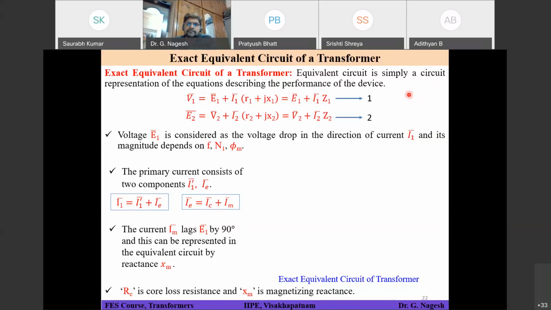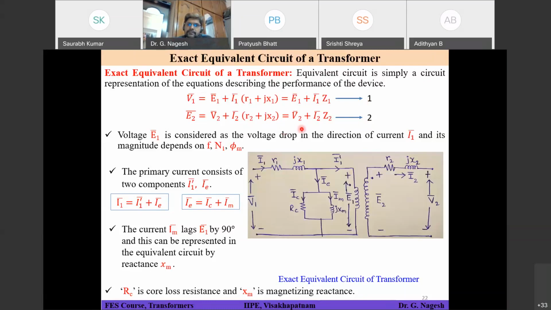Let's see that. Maybe you might have tried something, so let's cross check whether what you have drawn matches what I have drawn. Right, so this will be the exact equivalent circuit of a transformer. The left hand side part is your primary circuit. So what should be there? V1 should be there at the extreme left.